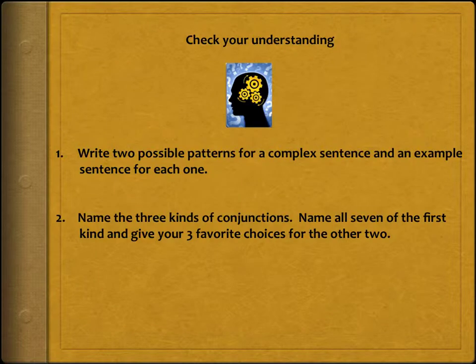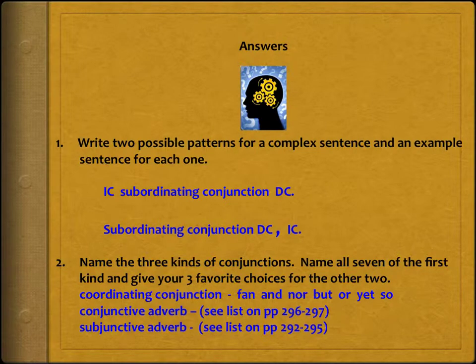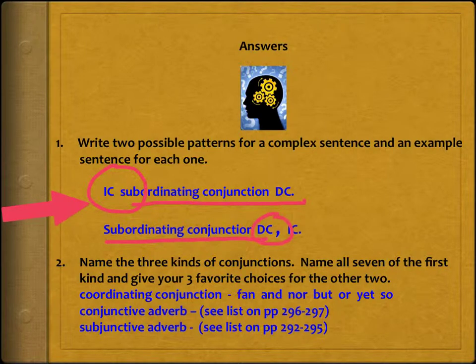Let's check for understanding. Take the quiz, check your understanding, write down your answers, and then move on to the next page to see how you did. Write 2 possible patterns for a complex sentence and an example sentence for each one. I put the patterns here. Your sentences would vary. Notice when the subordinating conjunction and the dependent clause come at the end, there is no punctuation. However, when the dependent clause comes in the front, we have a comma to separate it from the independent clause.